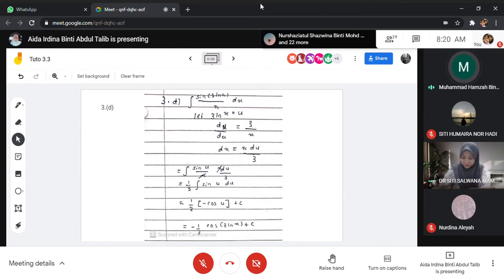Then we simplify, and we get 1 over 3 integral of sin u du. We integrate sin u, and we get 1 over 3 times negative cos u plus c. And then we substitute the value of u into the equation, and we get negative 1 over 3 cos(3 ln x) plus c.